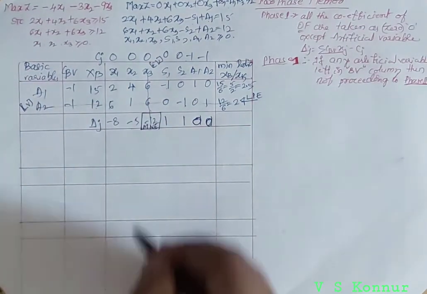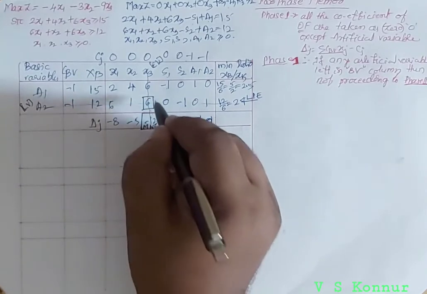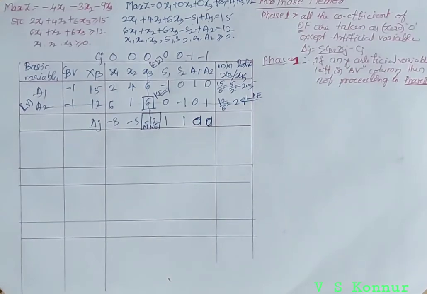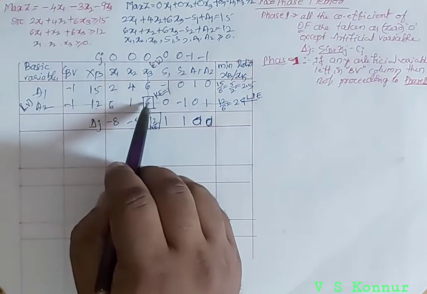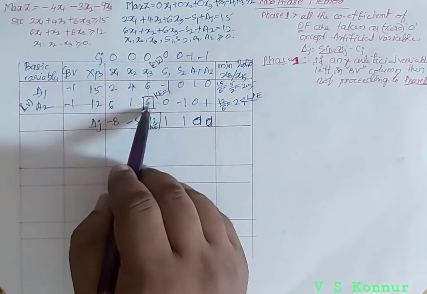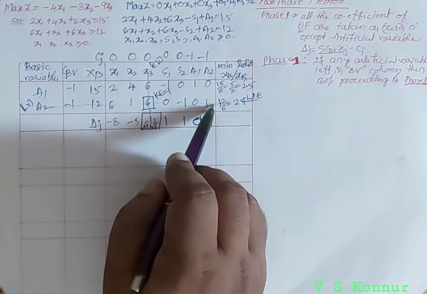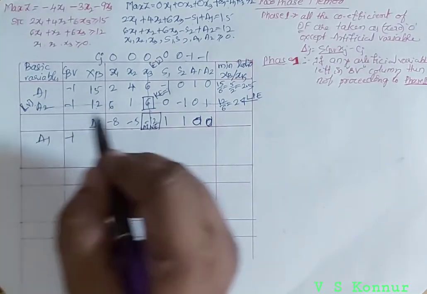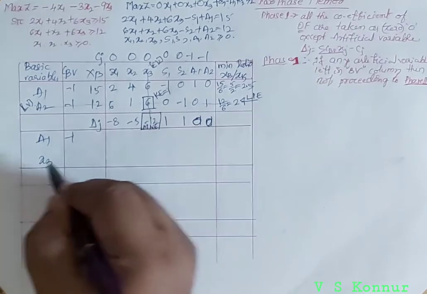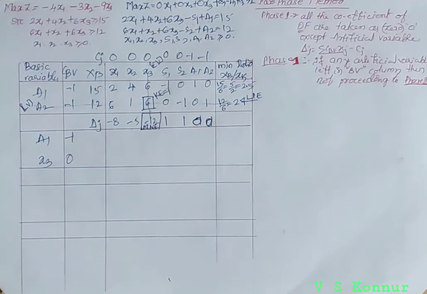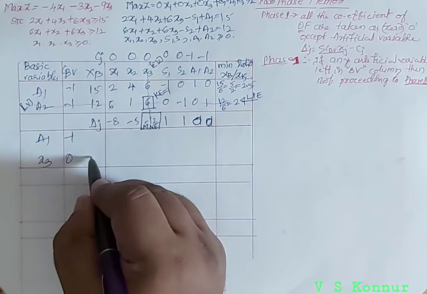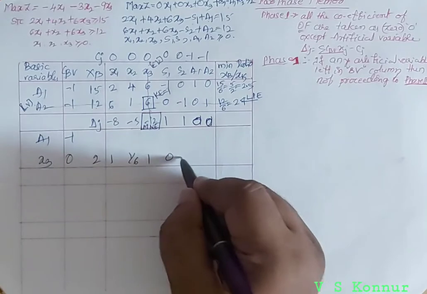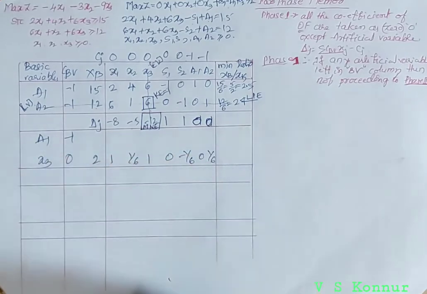The intersection of the leaving vector and the entering vector is called the key element. That key element should be equal to 1. Now it is not equal to 1. We should make it equal to 1 by dividing by 6 throughout the row, except the coefficient of the basic variable. Now a1 remains as it is. I will write here that a2 has been replaced by x3, and x3 has coefficient 0. Now this row has to be replaced: 12 by 6 is 2, 1, 1 by 6, 1, 0, minus 1 by 6, 0, 1 by 6.